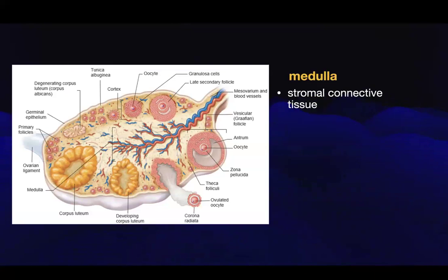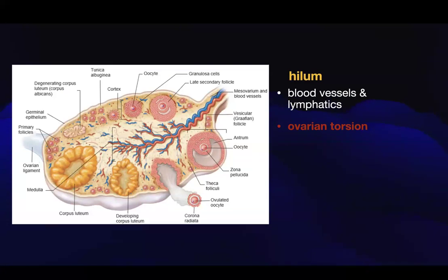Then you have the medulla. The medulla is just going to be filled with stromal connective tissue. It's important for the survival and the function of the rest of the ovary. Then you have the hilum, which I said previously, brings those blood vessels and those lymphatics into the ovary. And also, their clinical role is that they could be a site of ovarian torsion. If you thought testicular torsion was the only thing that exists, well, I have news to break to you, because ovarian torsion is a thing, and it's really nasty and very, very icky.